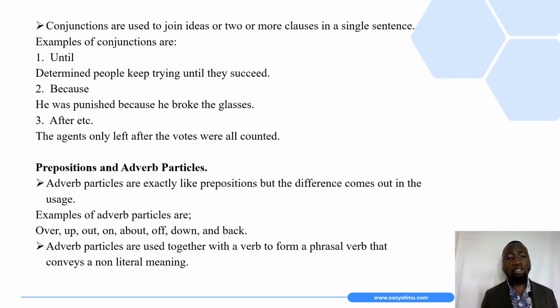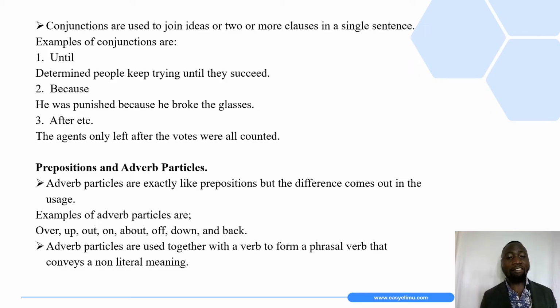Again, we also have: he was punished because he broke the glasses. Because is also a conjunction in the sentence, and it has been used to show the relationship between these two parts of the sentence. That is, it is giving the reason behind the punishment.